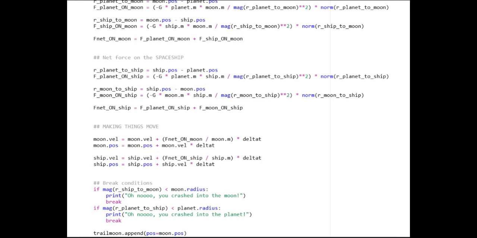In Part 2, the simulation models gravitational interactions between a planet, a moon, and a spaceship. The moon experiences gravitational forces from both the planet and the spaceship, while the spaceship experiences gravitational forces from both the moon and the planet. Newton's second law is used again to update the velocities and positions of both objects at each time step. By adjusting the spaceship's initial velocity, I was able to produce a trajectory that was influenced by both the moon and the planet.